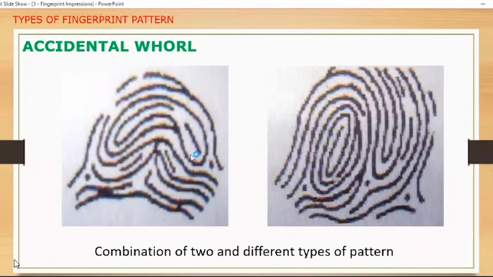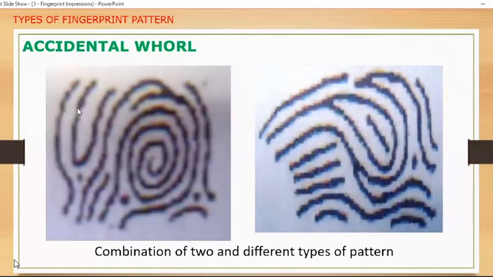So this one is a combination of two different types of pattern. This is the double loop because meron siyang independent loop formation, at ito naman yung another loop formation. Kaya meron siyang combination of two and different types of pattern. This is a wall, and this is a loop. Kaya that is an accidental wall because that is a combination of two and different types of pattern.